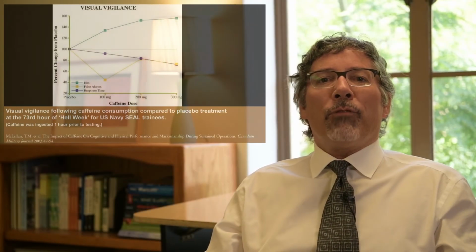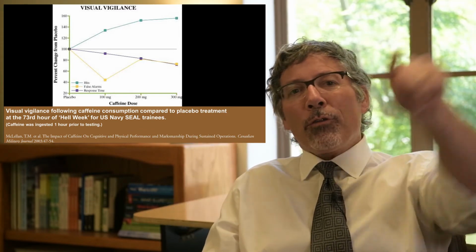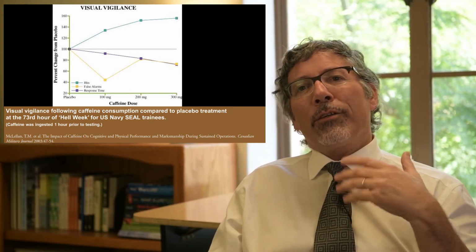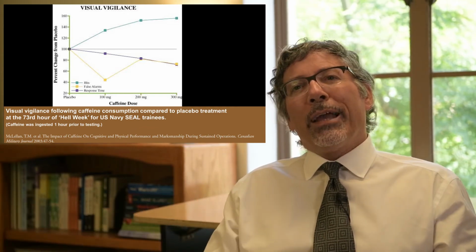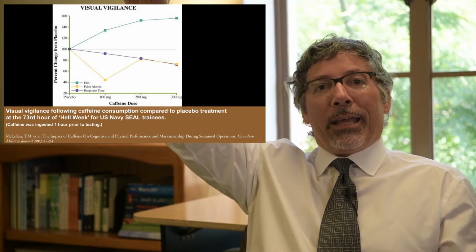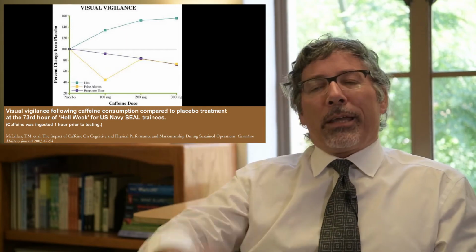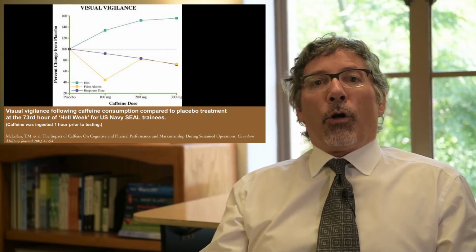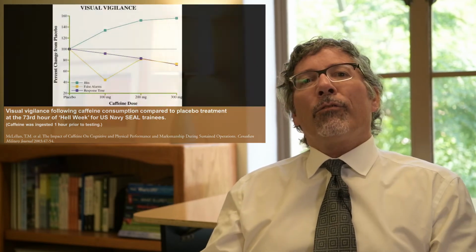Also in yellow, we have false alarms, where they think that something's a threat and it's not. That also goes way down. You get much better at distinguishing. And whether it's 100 milligrams or 200 milligrams or 300 milligrams, in all cases, the effectiveness at getting hits was significantly higher, reaction time went down, and the instance of false alarms also goes down. So they see significant improvement from this.